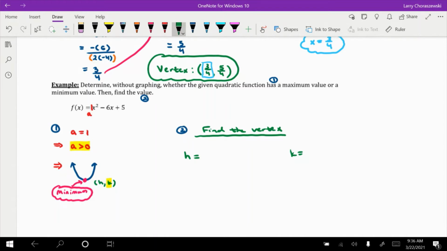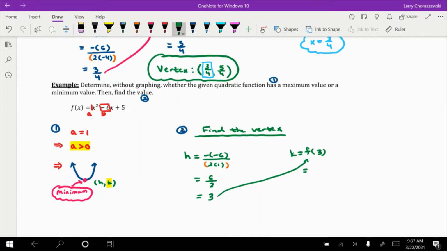All right, I'm going to show you my work for h. Note here that our value of b is -6. So that'll be -6 on top of 2 times 1. Extra set of parentheses just for good practice. And we're looking at 6 over 2. Did we get a value of h as 3? Rock on. Now for the value of k, we're going to take this 3 and plug it into our function.